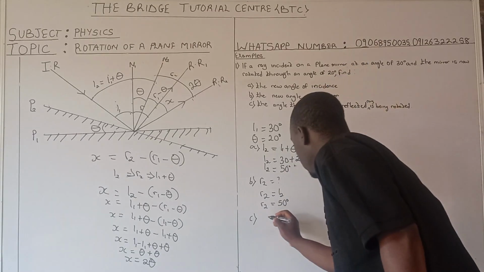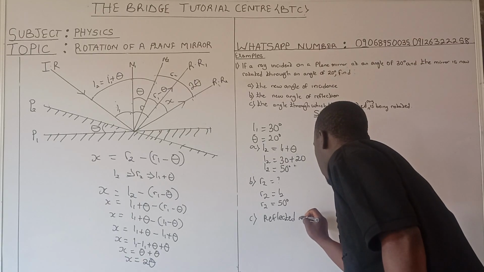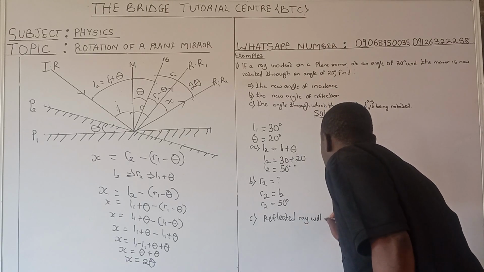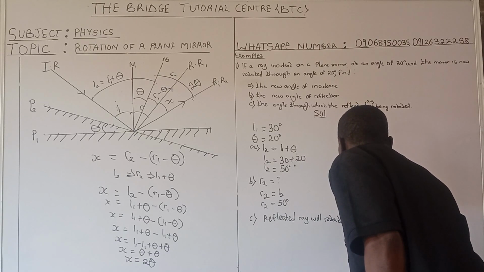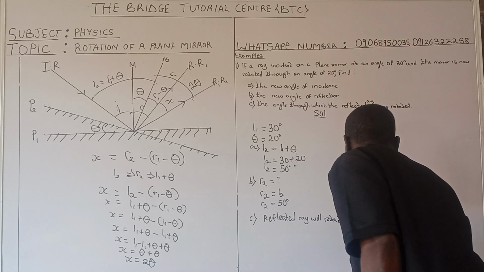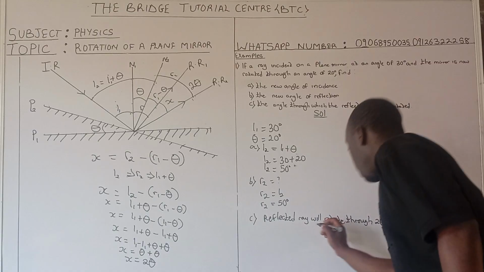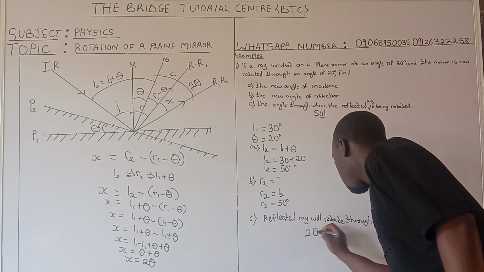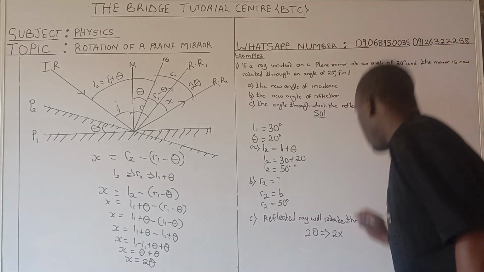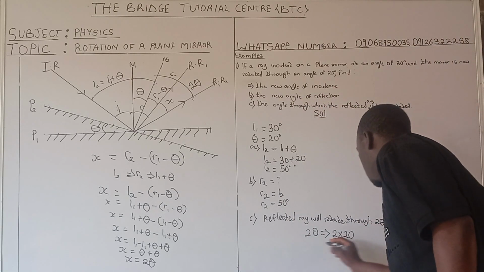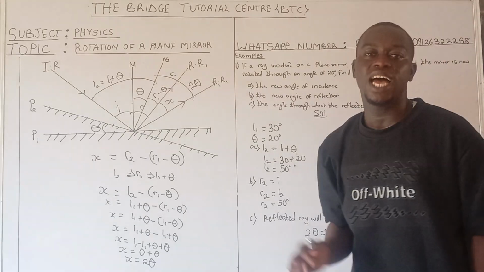The reflected ray we now want to rotate through 2 theta. So take note of that. The reflected ray rotates through an angle 2 theta, which equals 2 multiplied by our theta, which is the angle of rotation, 20. So 2 times 20 finally gives us 40 degrees. That's our final answer. Thank you very much.